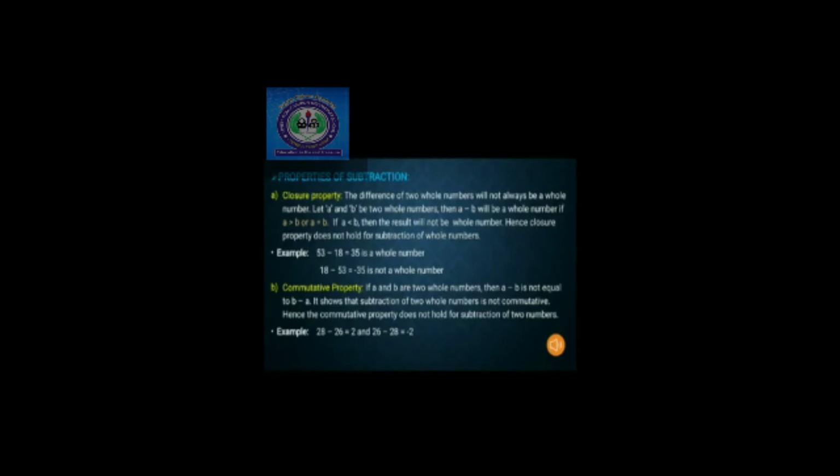Now let's discuss commutative property. If a and b are two whole numbers, then a minus b is not equal to b minus a. It shows that subtraction of two whole numbers is not commutative. Hence, the commutative property does not hold for the subtraction of whole numbers. For example, 28 minus 26 equals 2 and 26 minus 28 equals minus 2. Therefore, both the answers you are getting are not equal.